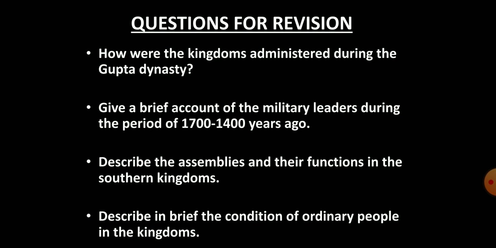Now, here are some questions. The first question is, how were the kingdoms administered during the Gupta dynasty? Second question, give a brief account of the military leaders during the period of 1700 to 1400 years ago. Third question, describe the assemblies and their functions in the southern kingdoms. Fourth question, describe in brief the condition of ordinary people in the kingdom.